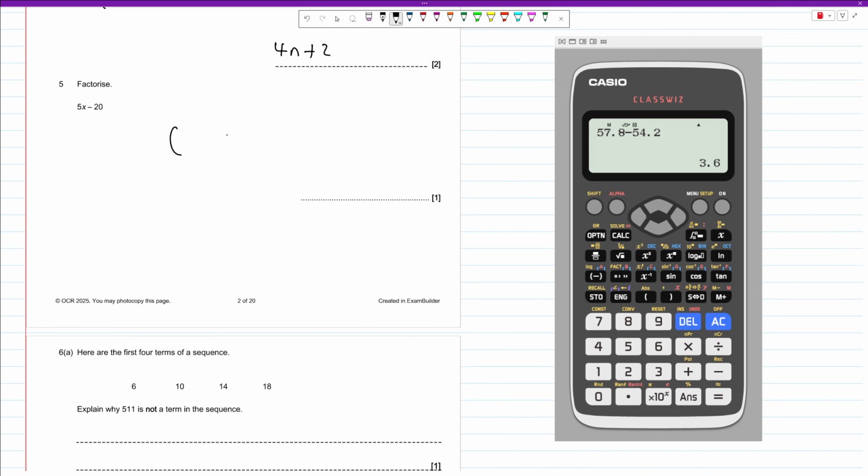Factorize. This means brackets. So I need to turn this into brackets somehow. I look for what is the biggest number I can divide 5x and 20 by. Well, I can divide both of them by 5. So 5x divided by 5 is x, and negative 20 divided by 5 is negative 4. So 5 goes on the outside. I am left with x and negative 4.